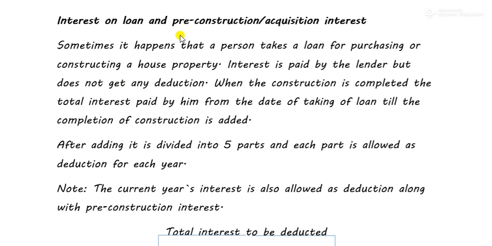Now, what is this pre-acquisition or pre-construction interest? A situation is given that a person takes a loan for constructing the house. Construction takes some time, maybe 3 years or 4 years or 5 years. Suppose in 2015 he had taken the loan and started constructing the house. In 2020, the house finished constructing and he became the owner of the house property. From 2020, he has given the house property for let out to somebody else.